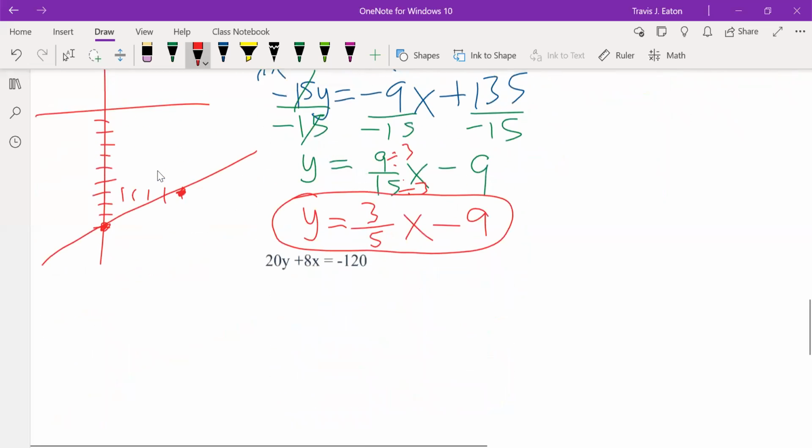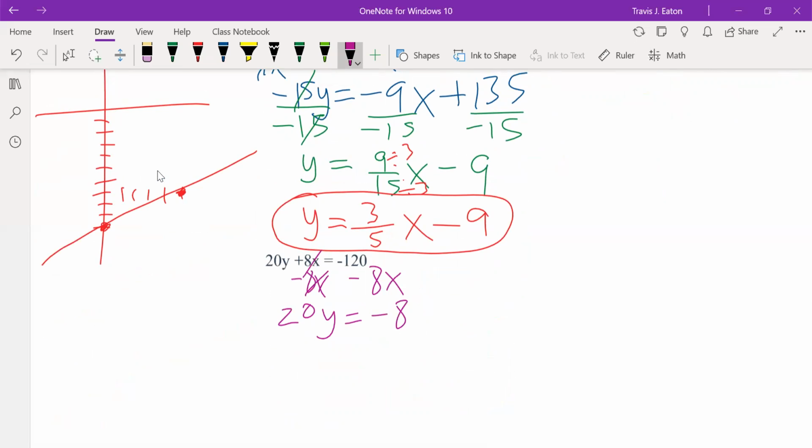And let's try the next one while we're at it, right? We've got nothing to lose. So, of course, we want to get the y by itself on one side of the equation. So I'm going to subtract 8x, because it's over there and it doesn't need to be. Those cancel each other out, and I get 20y equals -8x minus 120, because this was a -120, so it has to remain a -120.